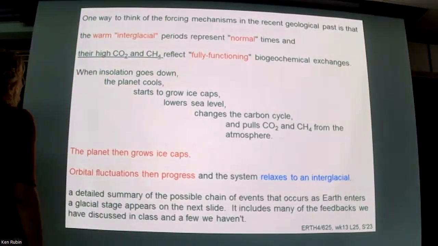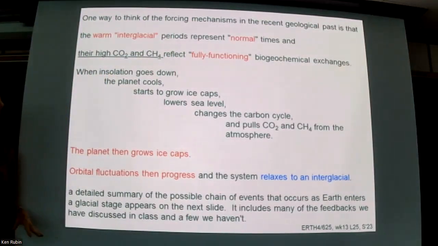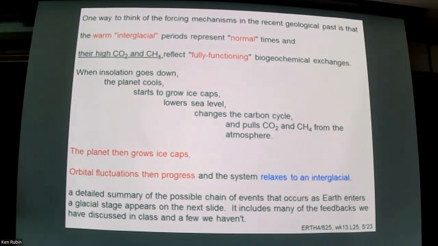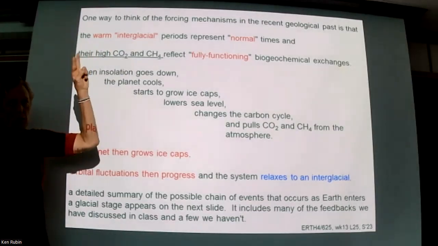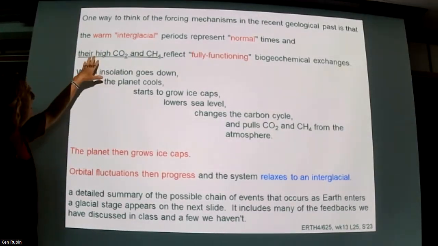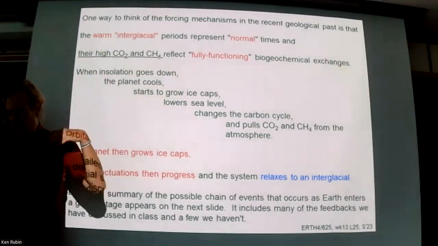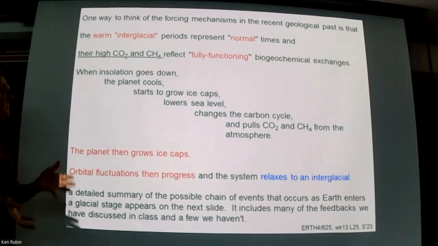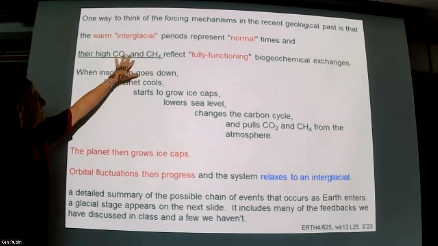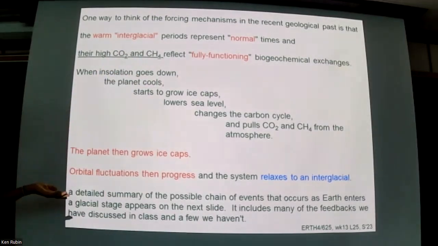This is one way of thinking about how Earth works from the perspective of the last half a million years or so, and from the perspective of the starting point for anthropogenic climate change, which is the warm periods of time. The interglacials kind of represent the normal, if you will, periods of time. They have fully functioning biogeochemical exchanges between the land biota and the marine biota, and they're putting a fully functioning amount of CO2 and methane into the atmosphere.